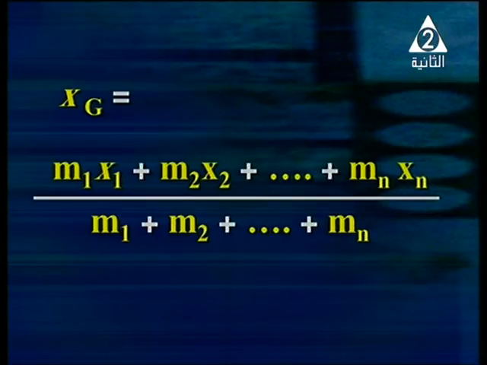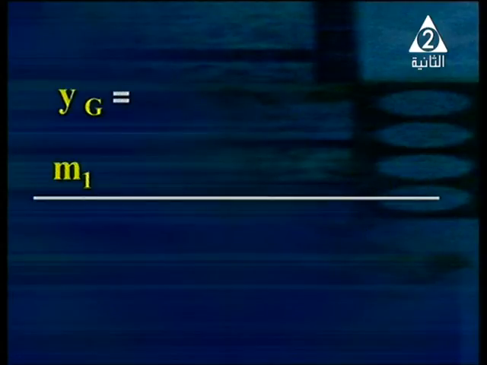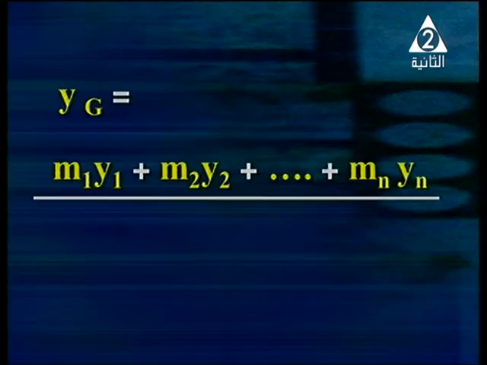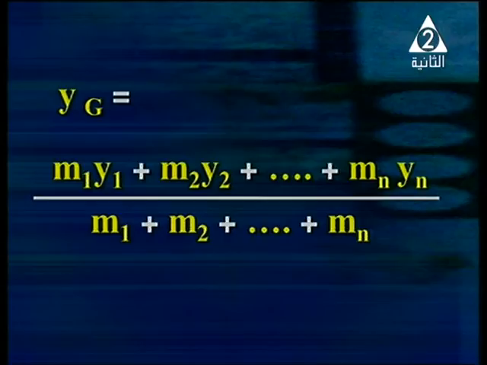What is the yG? Excellent, student. yG equals m1 y1 plus m2 y2 plus up to mn yn over what? Excellent, student. The sum of all masses m1 plus m2 up to mn. This is the component of yG.